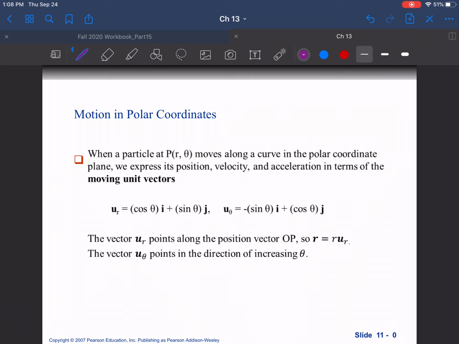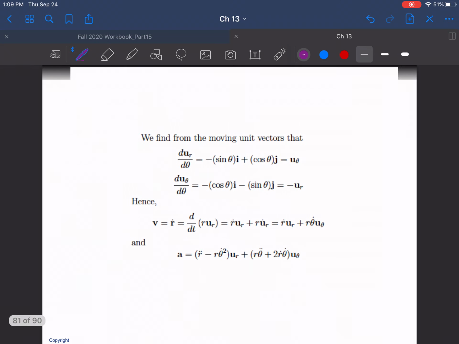So the unit vector u_r points along the position vector, and so therefore this is important. We can say that our position vector r is just a scaled version of that unit vector, scaled by the magnitude of r, and the vector u theta points in the direction of increasing theta. All right, so let's take a look here.